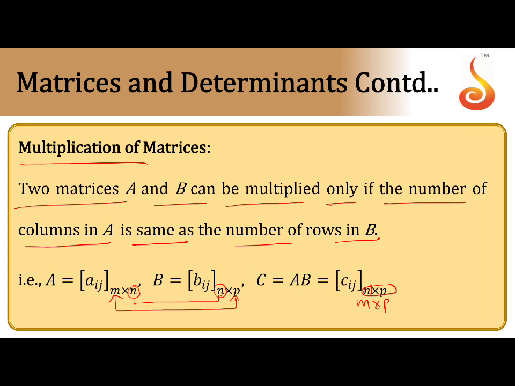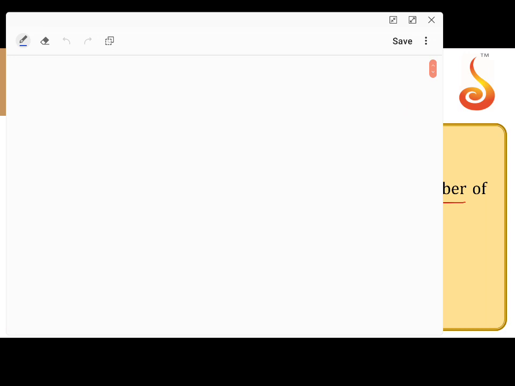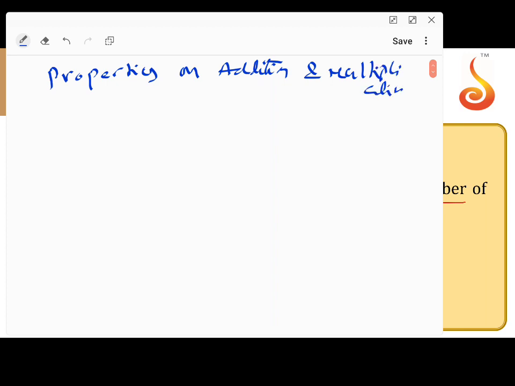Now we will discuss some points related to properties, which are useful for solving problems. Properties on addition and multiplication.